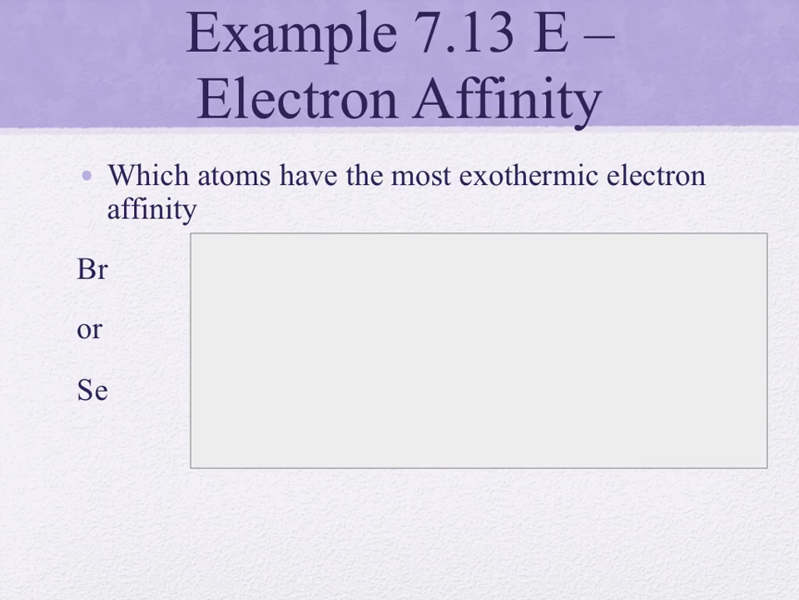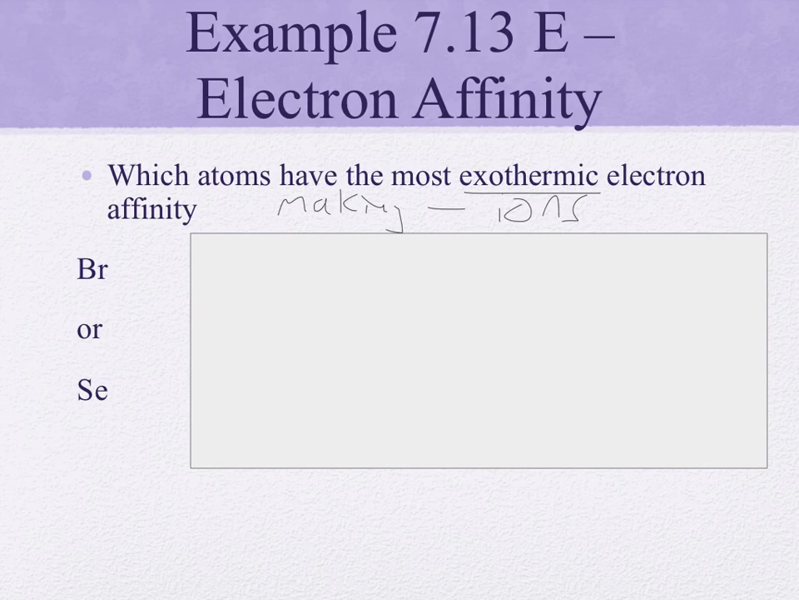So here's an electron affinity. Which ones have the most exothermic electron affinity? Don't let the words fool you. Things come together are exothermic. Energy is released. Electron affinity is now making negative ions. Electrons are going to be more attracted to, again, smaller atoms.